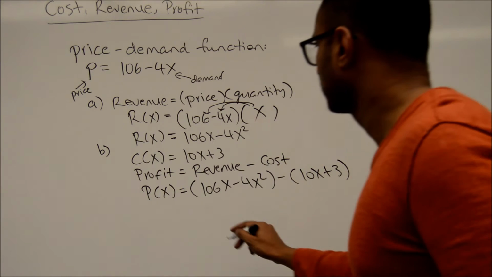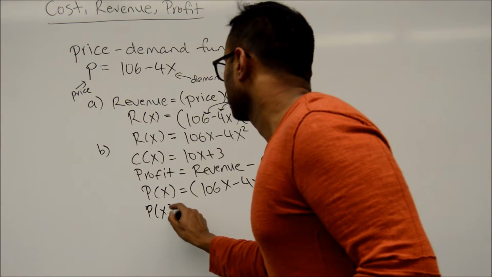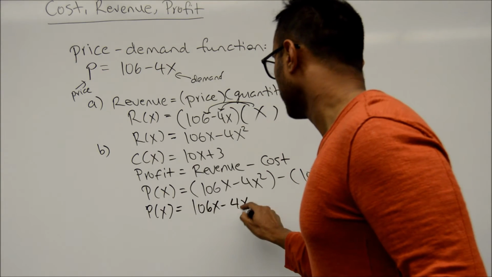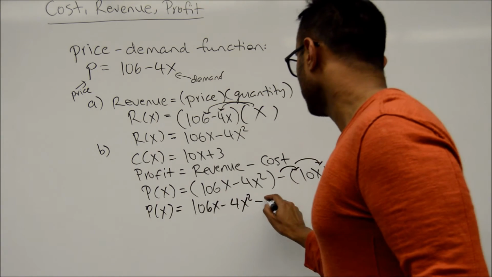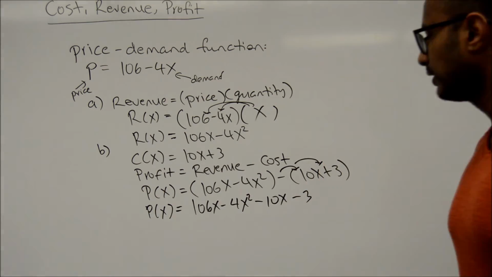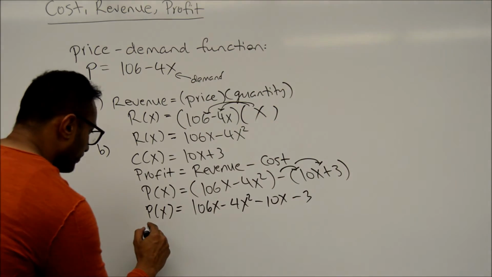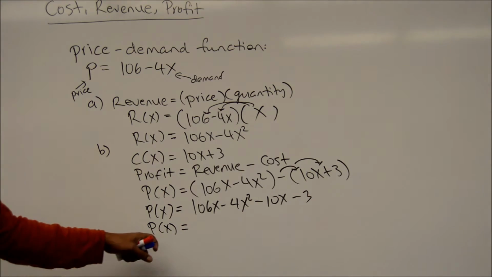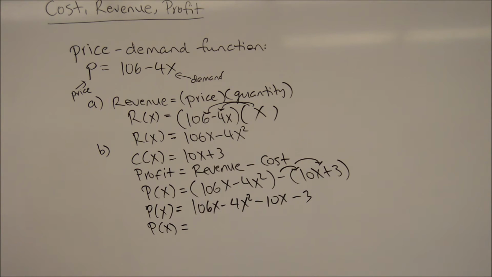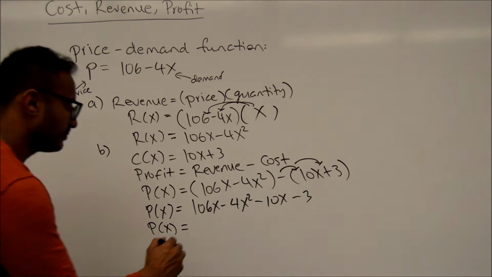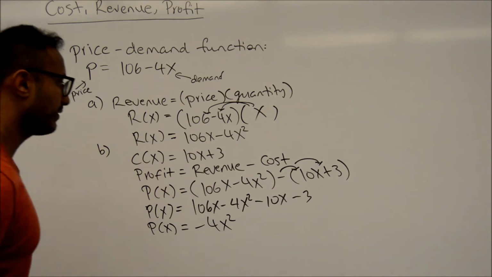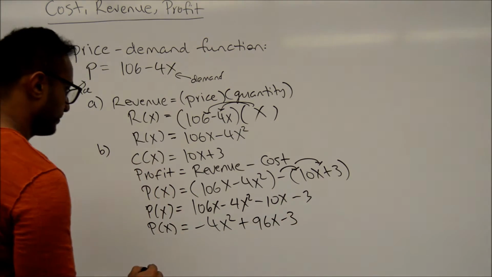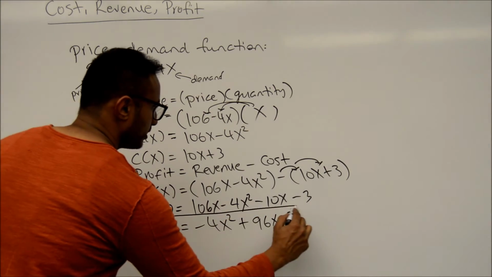Let's simplify this. So the profit in terms of x equals 106x minus 4x squared. Let's distribute the negative. We get negative 10x, negative 3. Let's write this in standard form, combine our like terms. So profit in terms of the number of units sold of ice cream is given by negative 4x squared plus 96x minus 3. Okay, this is going to be our profit function.